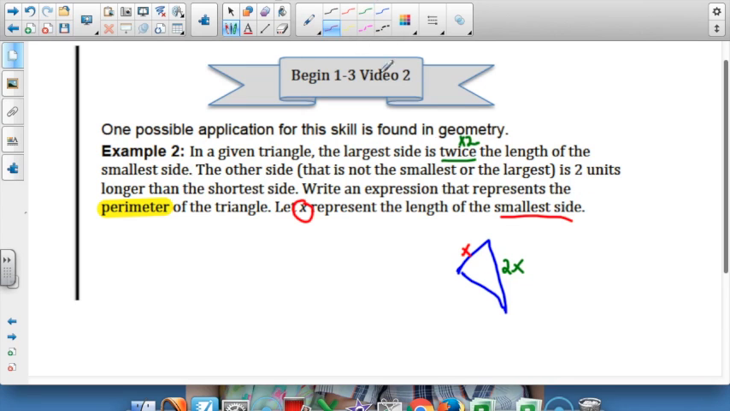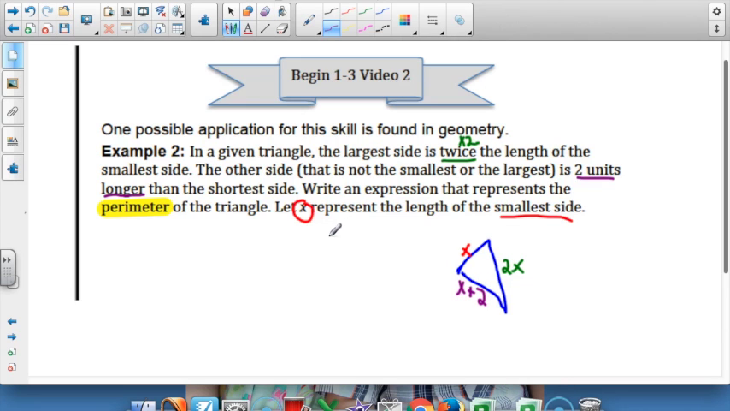And then this third side, the other side, is 2 units longer. Well, if I'm saying 2 units longer, you've got to think to yourself, how would I represent that? If this is x and this is 2 more than x, what's that going to be? If you're not sure, think about it in terms of numbers. If this is 10 and this is 2 more than 10, well then that's 12. What did I do? I added 2. So it's going to be x plus 2.